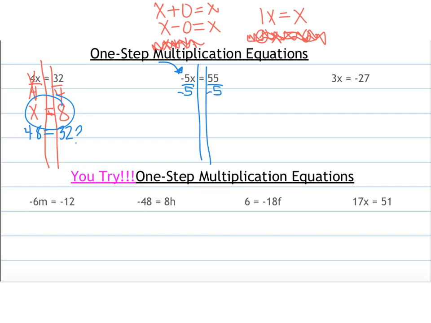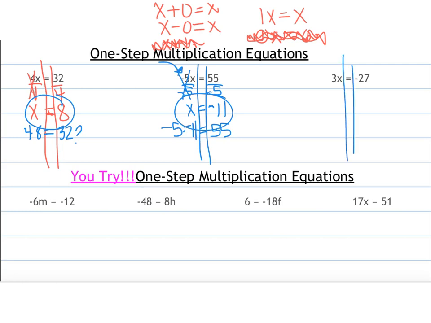And I'm doing negative 5 because that's the one attached to the variable. That's the one that I need to get rid of. So that cancels out because it makes a 1. So x equals, and then 55 divided by negative 5 is going to be negative 11. Then we have negative 5 times negative 11, which, yes, it does equal 55. So x equals negative 11 is my answer.